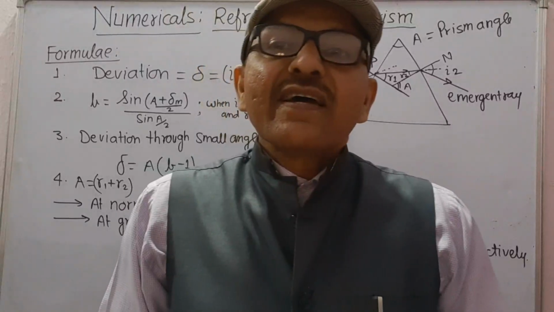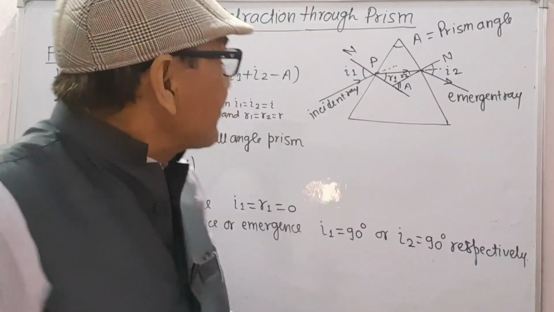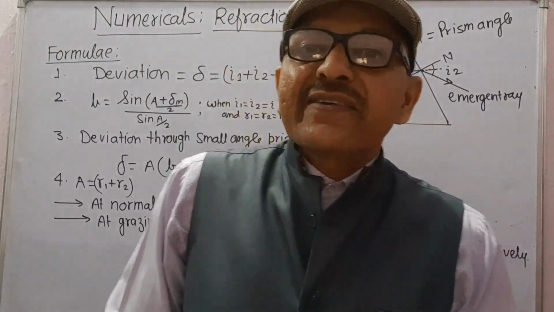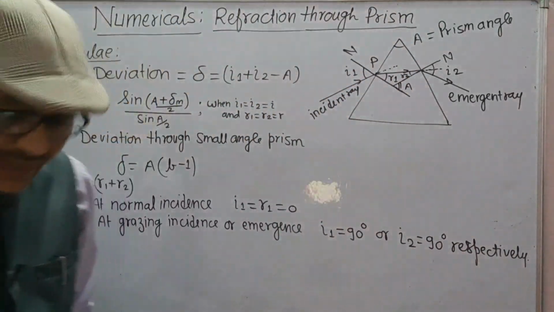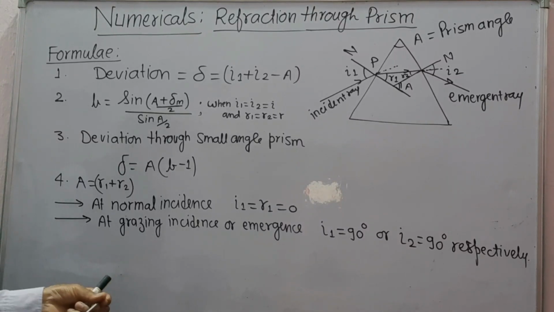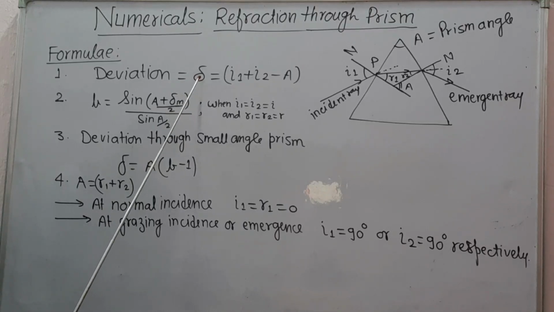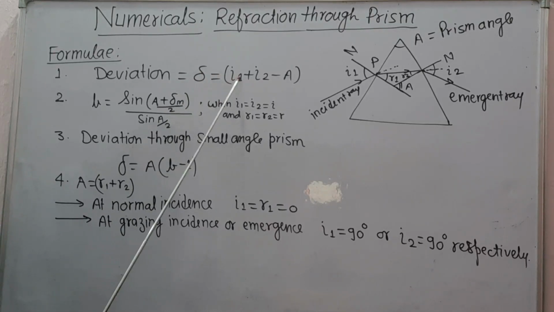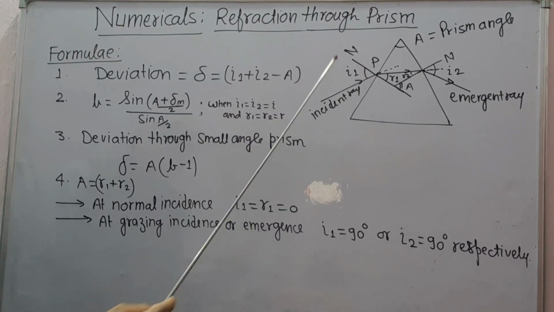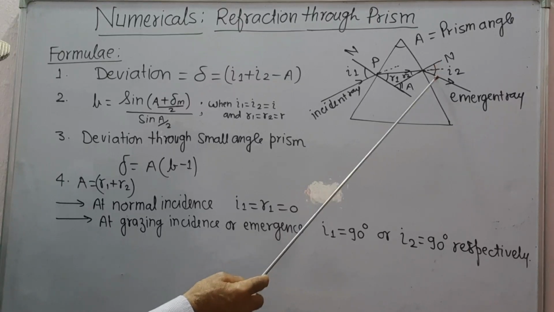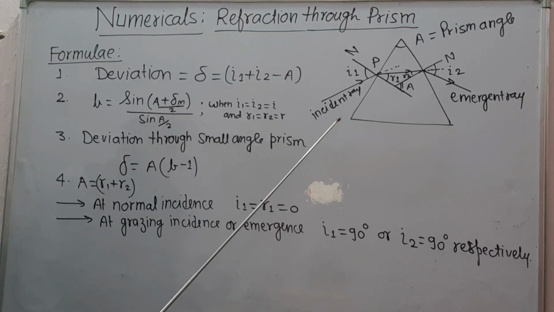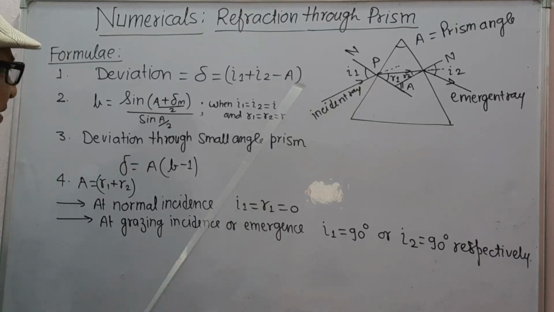So dear students, let us solve some numerical problems related to the refraction through prisms. At first, let us review the formulas. First formula, deviation through a prism is given by the relation delta is equal to I1 plus I2 minus A, where I1 is the angle of incidence at one face, I2 is the angle of emergence at the second face, and A is the prism angle, also known as refracting angle of prism.